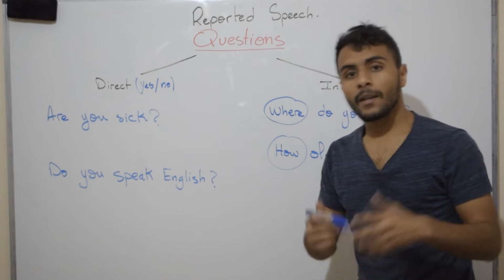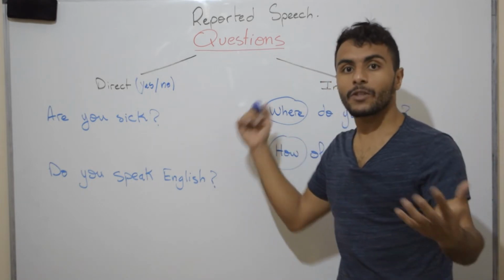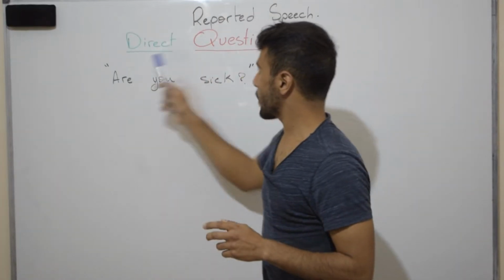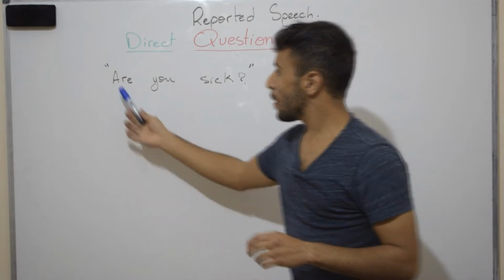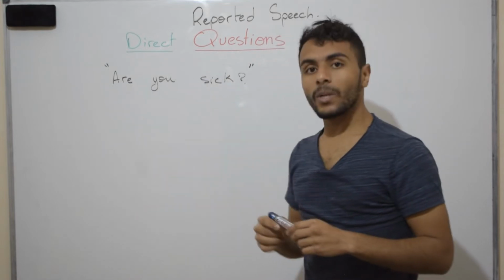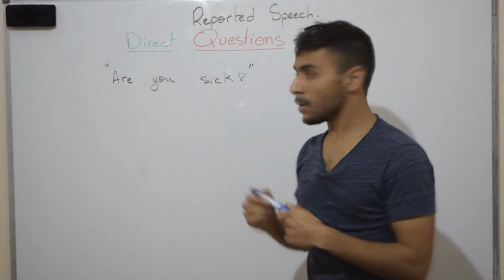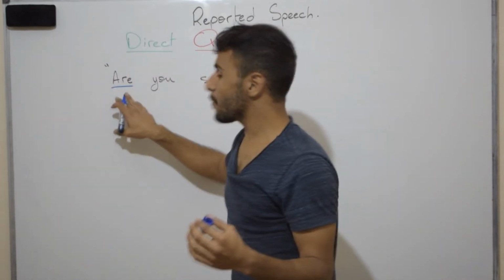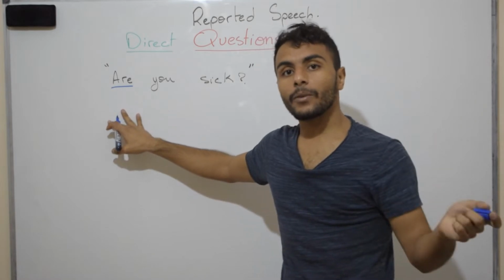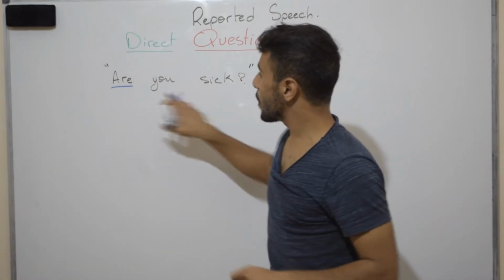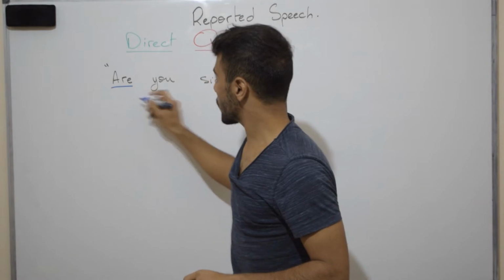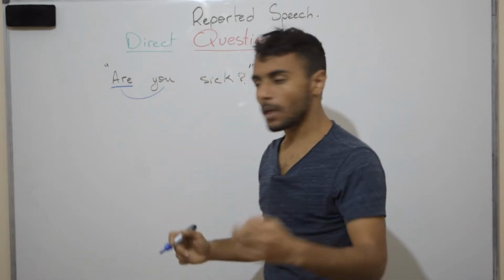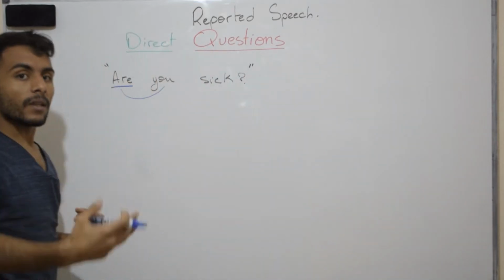Great. Now, how do we change these questions from direct speech to indirect speech? The first easy example of direct questions is, are you sick? First of all, we need to find the verb. The verb is here. This is the verb to be. Now, the verb to be does not need any other verb to help it make questions. It just changes place with the subject. Are you sick?